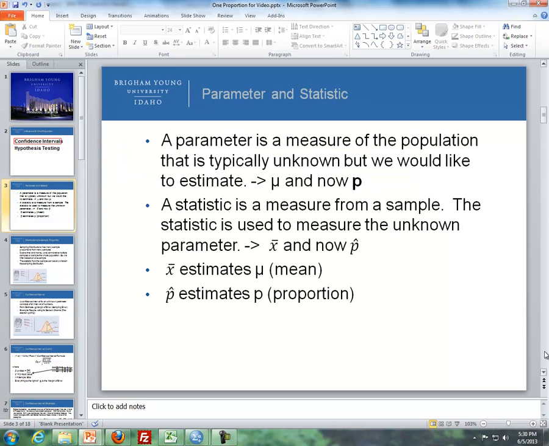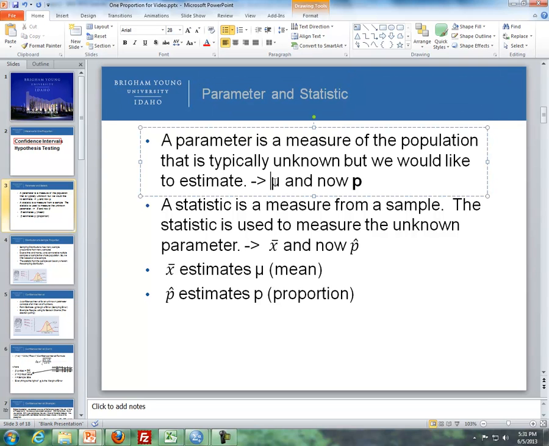Okay? So first of all, let's review the difference between a parameter and a statistic. A parameter is a measure of a population that's typically unknown, that we'd like to estimate. Back in Unit 2, the parameter of interest was typically mu, and now it is p, our population proportion. Mu is our population mean, and p is our population proportion.